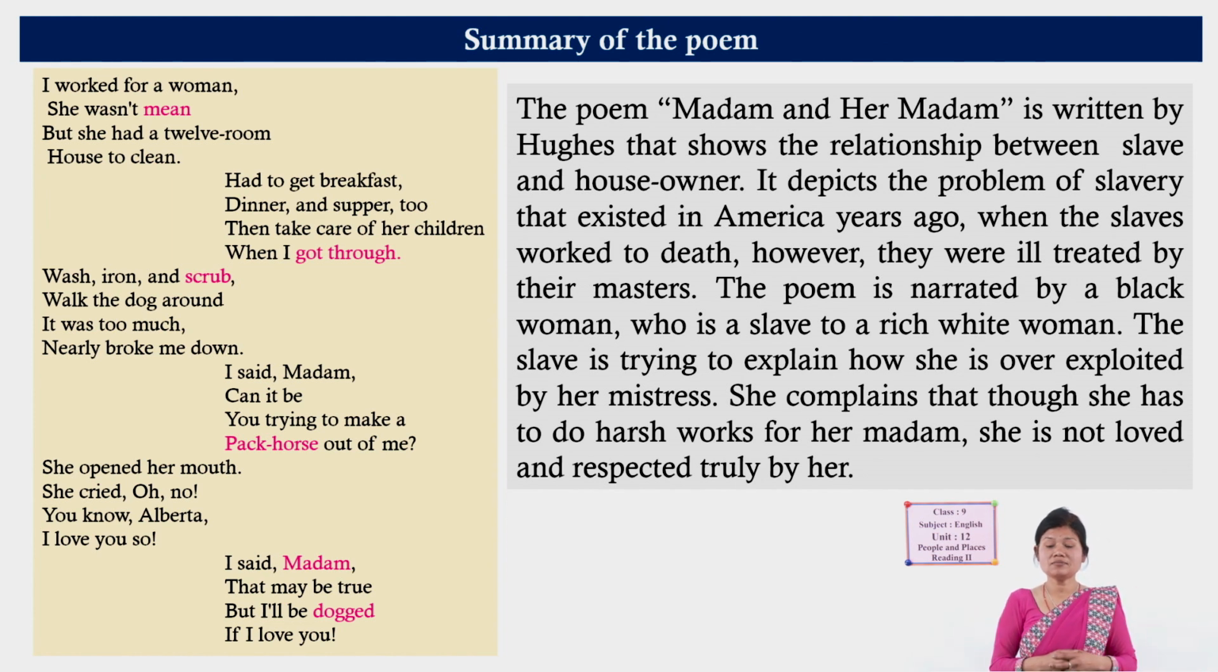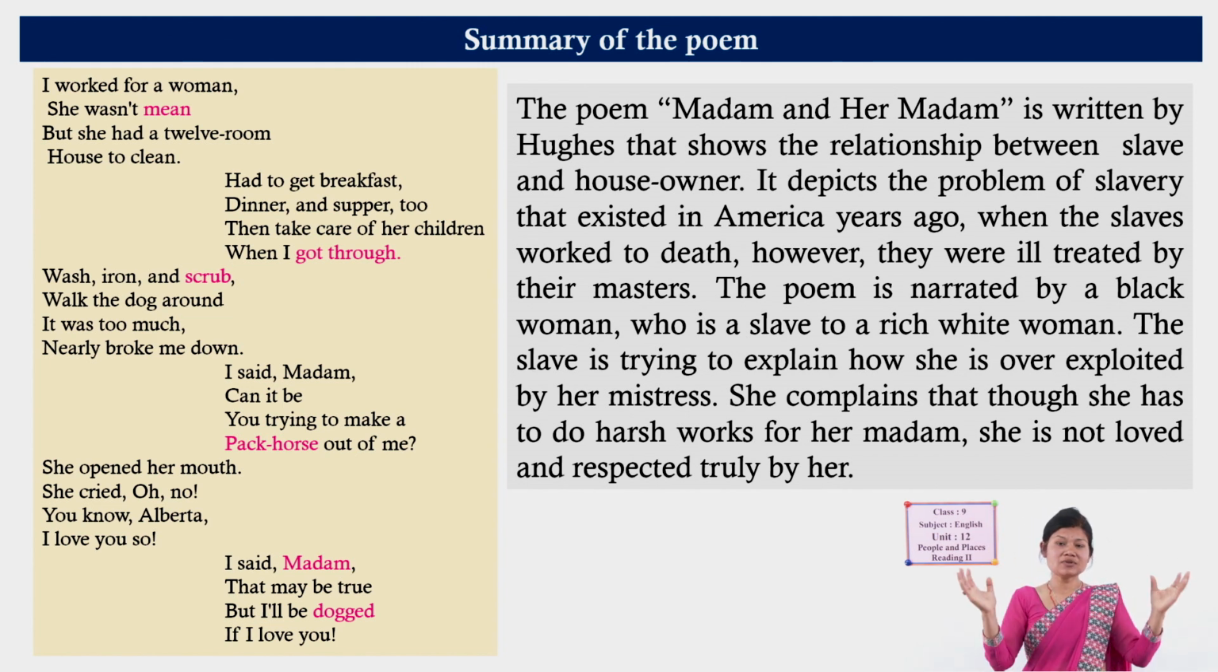There was a slavery system when the slaves worked to death, like Alberta in this poem. However, they were ill treated by their masters. Even though they worked to death, that means they had to work a lot for their master, they were not treated properly. The poem is narrated by a black woman. The servant who is narrating her story represents a group of black people. She is a slave to a rich white woman, and the mistress belongs to white people.